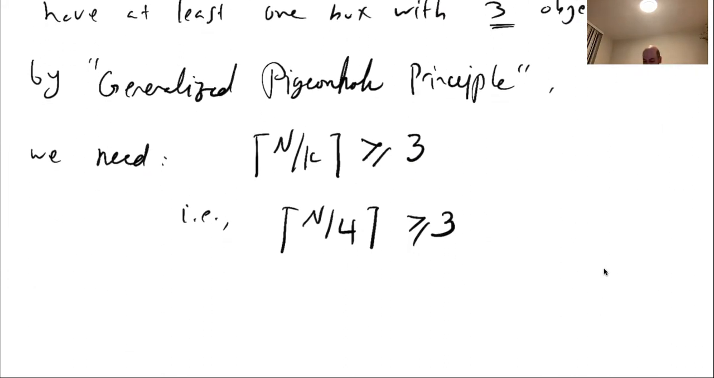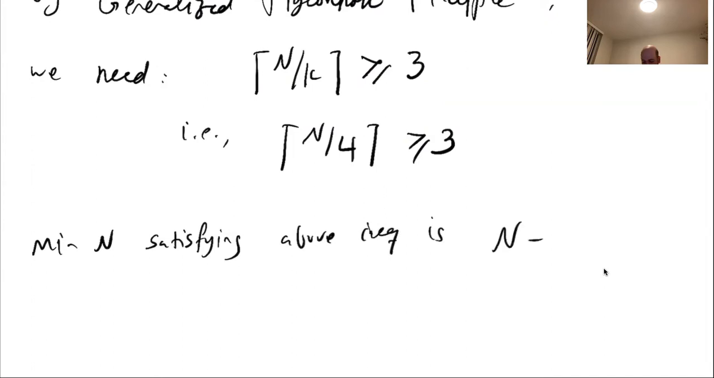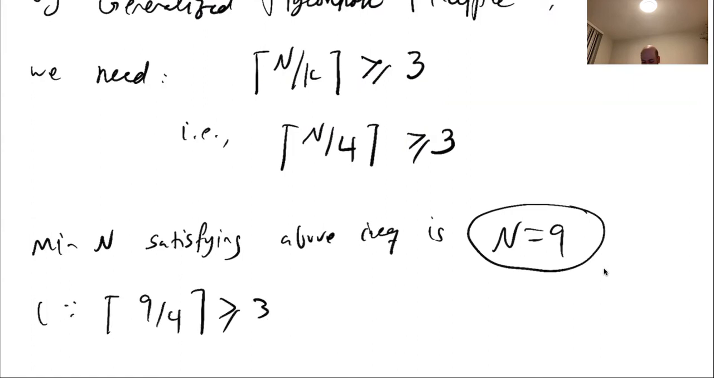How much? So 8 over 4 is 2. The ceiling is not bigger than or equal to 3, but 1 bigger than 8, 9. 9 over 4, the ceiling will be ceiling of 2 point something, which is 3. So the min number n satisfying the above inequality is n equals 9. Ceiling of 9 over 4 is bigger than or equal to 3.